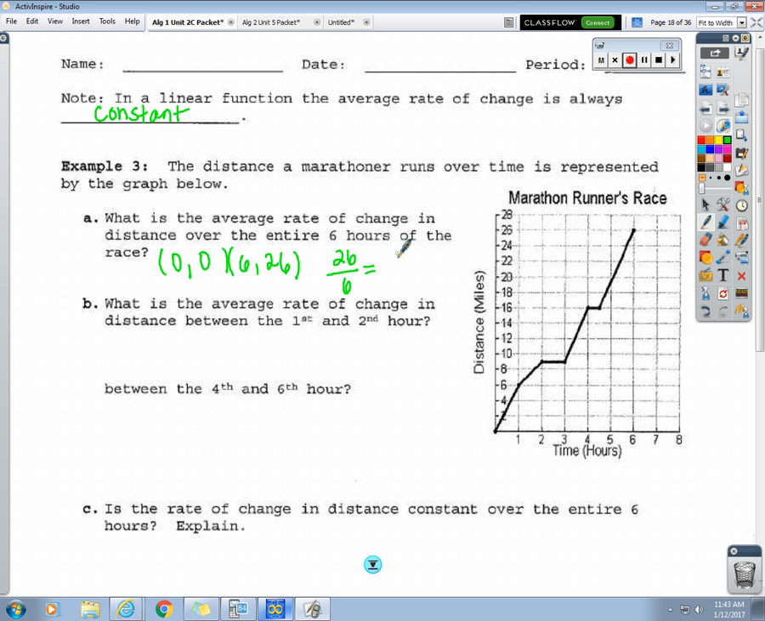And that's a rate of what? So I changed it to a decimal so it would make more sense. 4.3 miles per hour. Now that's their average speed. Does that mean that for the entire race they're running that rate? No. You know what to do.